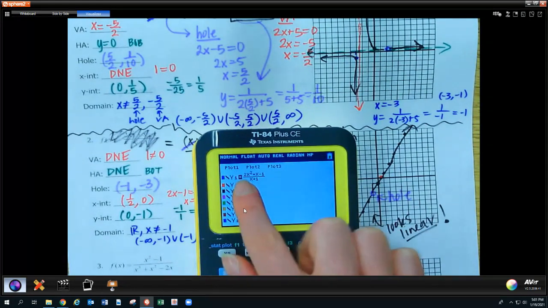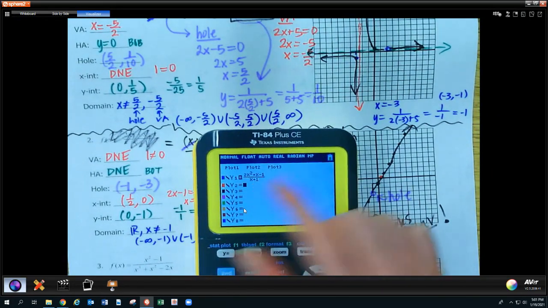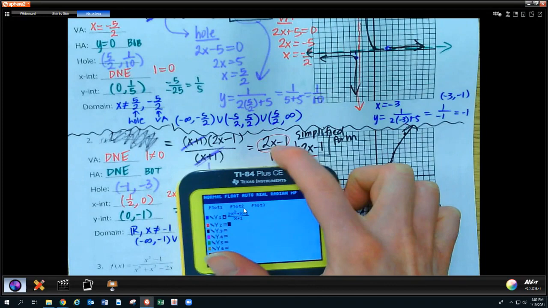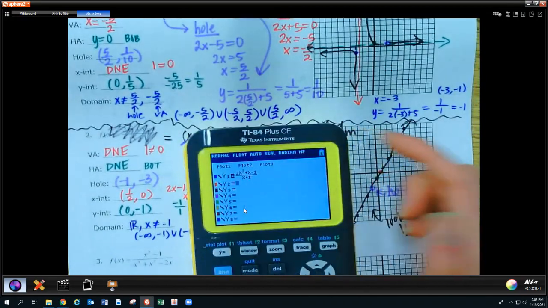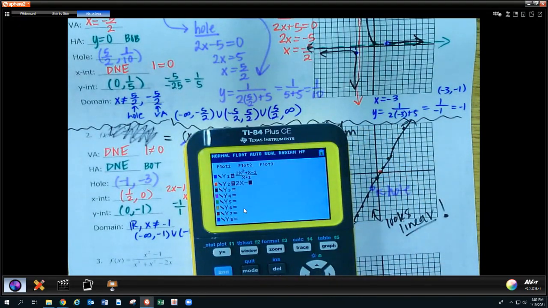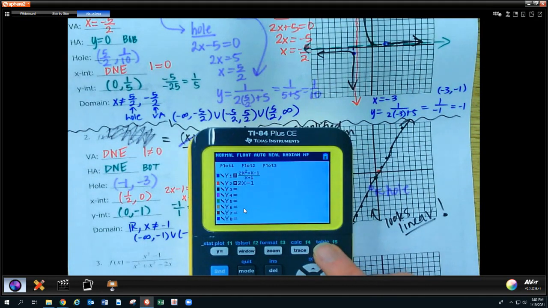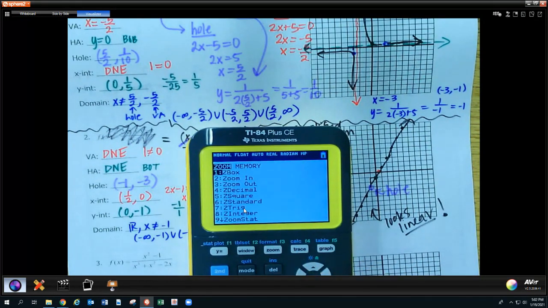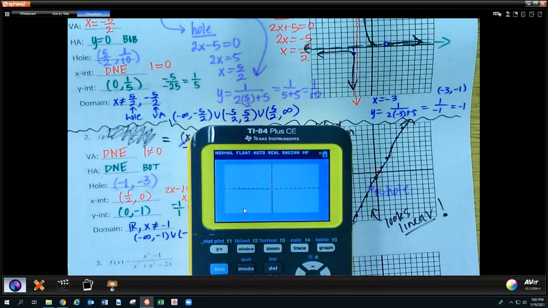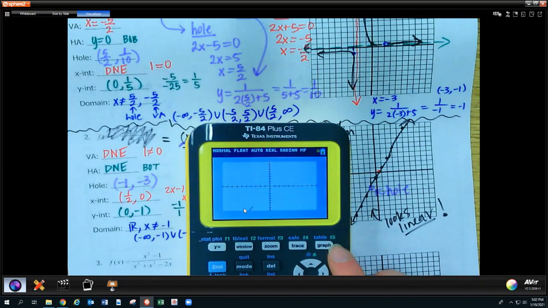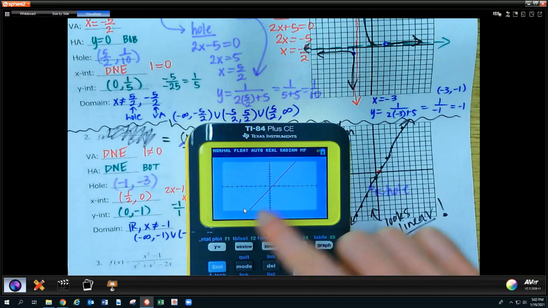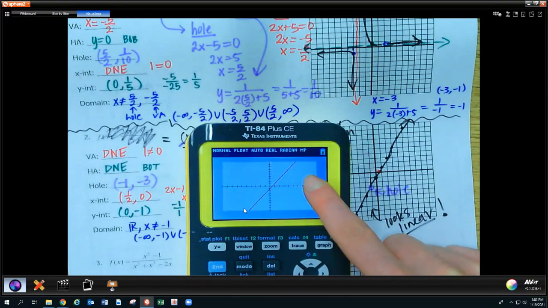So in y1, I'm going to graph the original function, and in y2, I'm going to graph the simplified 2x minus 1, that line. When I graph it, there's the original. That rational function looks just like a line. And in y2, the exact same line. They're right on top of each other.